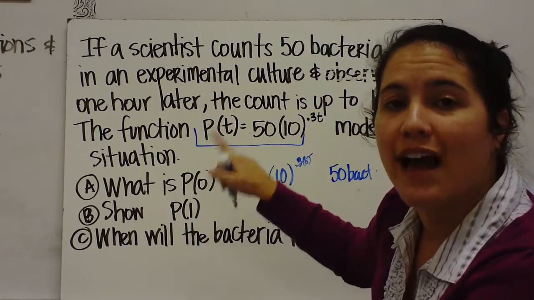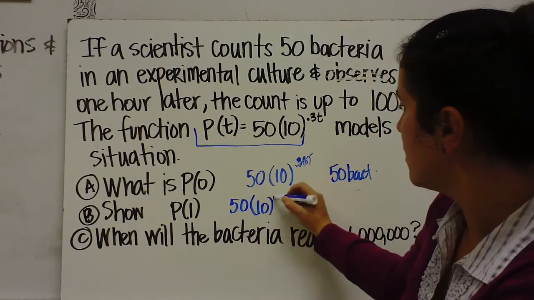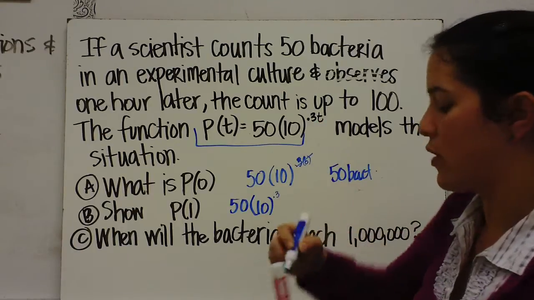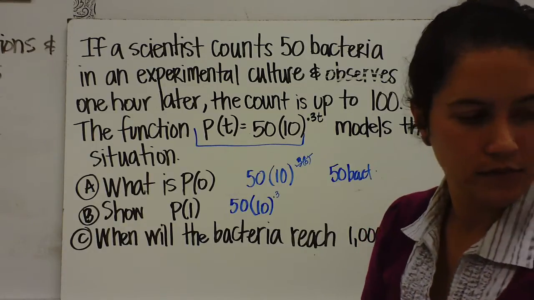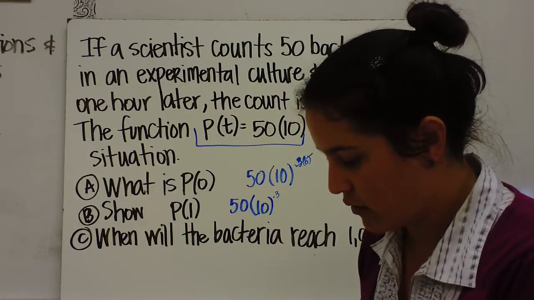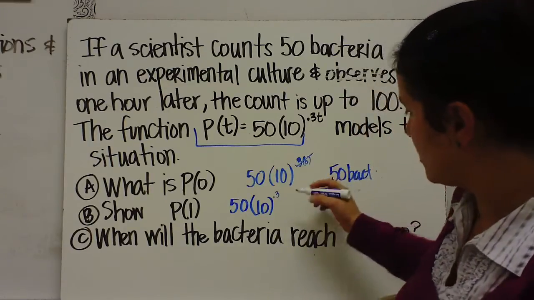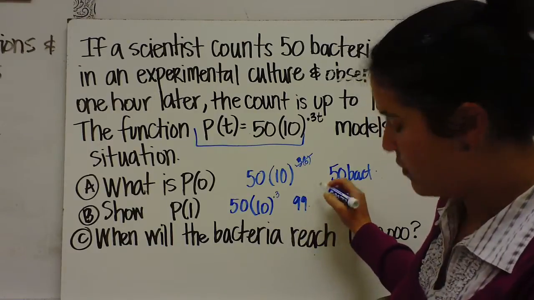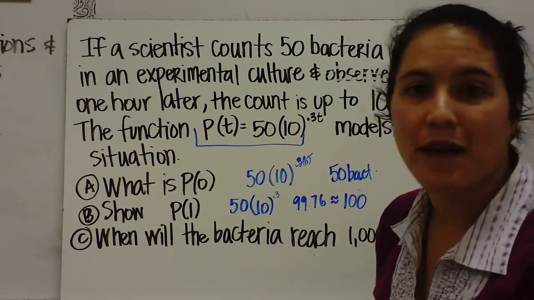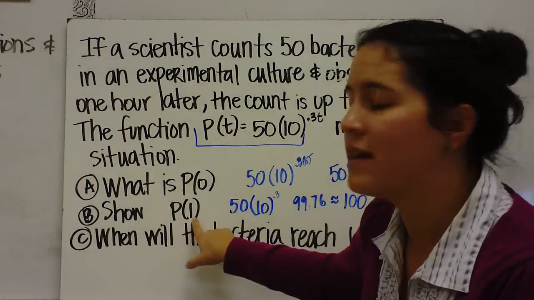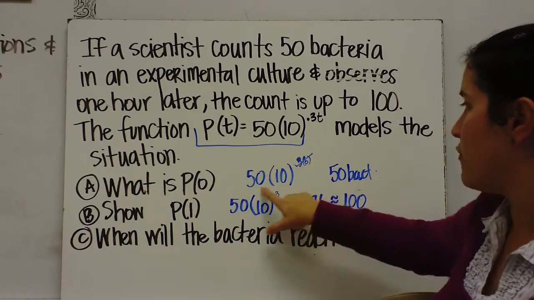Now P of 1. So what happens at 1? That means we're going to put 1 in. So 50 times 10 to the 0.3 times 1. So 0.3 times 1 is 0.3. And then I'm going to type it into my calculator. Okay, so 10 to the 0.3 power times 50 is about 99.76, so about 100. And that would make sense because 1 hour later, the count is up to 100. So at time of 1, the count went from 50 to 100.